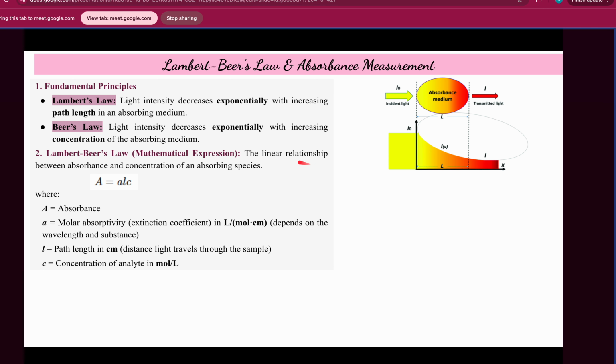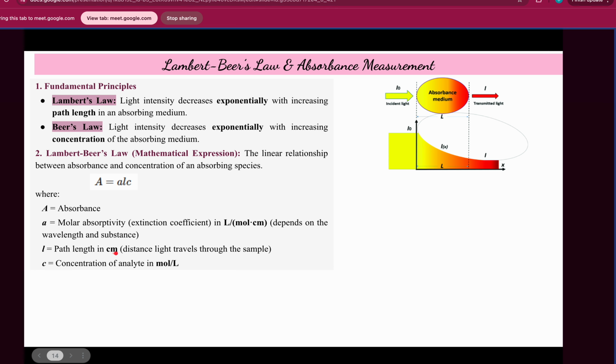Which states a linear relationship between the absorbance, concentration, as well as the path length. So in this case, the equation is A = aLC, where capital A represents the absorbance, small a represents the molar absorptivity, which is also known as extinction coefficient in some cases. And in many places, you'll see that instead of writing a, they have written it as epsilon. So there could be multiple ways to represent these formulas. And the unit of molar absorptivity is liter per mole centimeter, which depends on the wavelength and the substance.